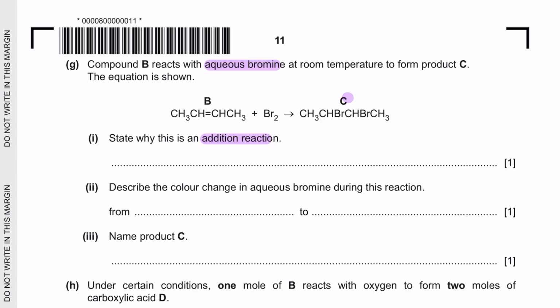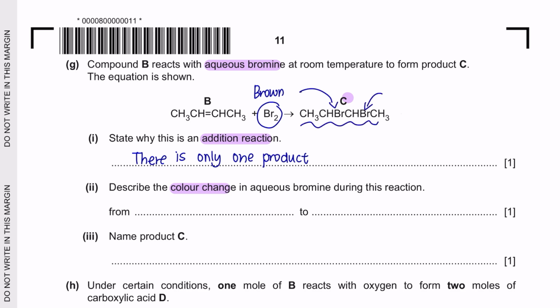An addition reaction means that you don't have any other side products. Next part 2. Describe the color change in aqueous bromine during this reaction. So bromine water is initially brown, but as you can see, it has combined to become one compound. So from brown, it has turned colorless.